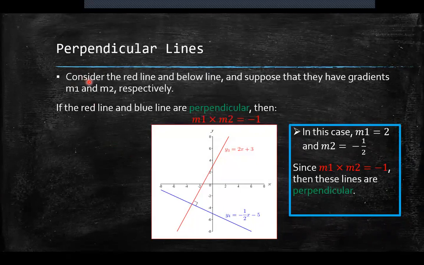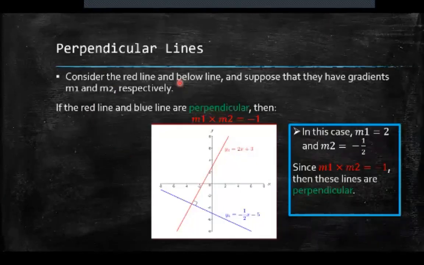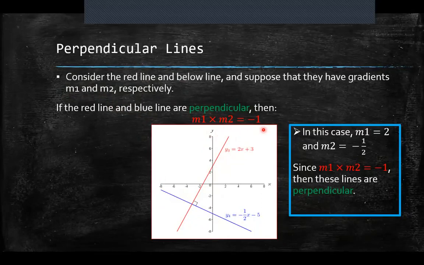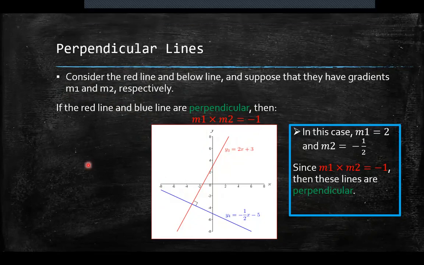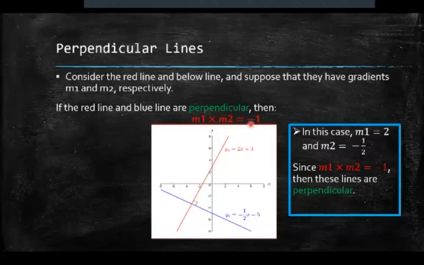All right. Consider the red and blue line below and suppose that they have gradients M1 and M2 respectively. So the red line has the gradient M1 and the blue line, gradient M2. If two lines are perpendicular, then the product of their gradients is -1. So unlike parallel lines where the gradients are equal, in this case, their product equals -1.